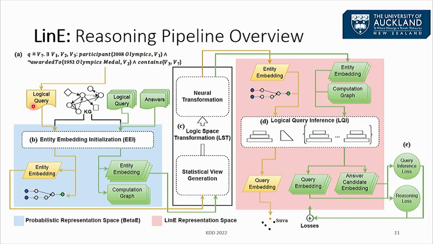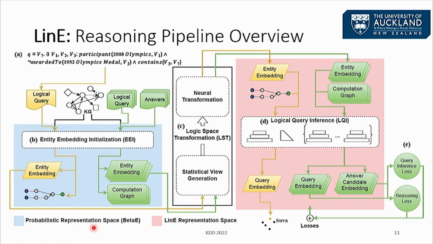So this is the overview of our architecture. It consists of three components. First of all, we are given a logical query, which can be a very complex logical query, and then we have the knowledge graph that we want to ground our search process onto. In the first component, we derive the computation graph for this logical query, and we also initialize the embeddings for each entity in our knowledge graph. So this is just the initialization stage. Here we choose a very well-established probabilistic representation space approach, BetaE, to initialize the embeddings for the following process.